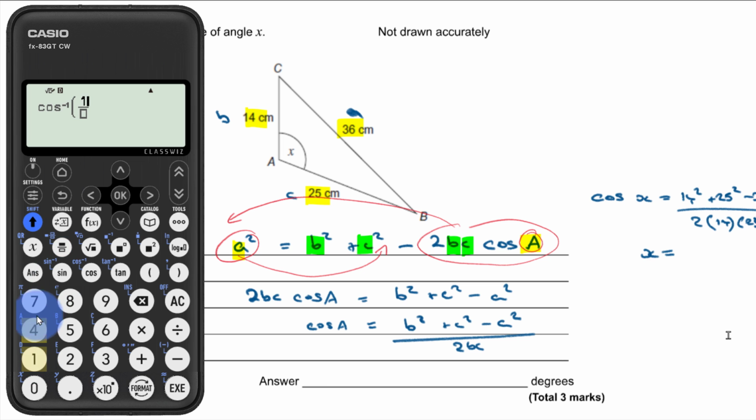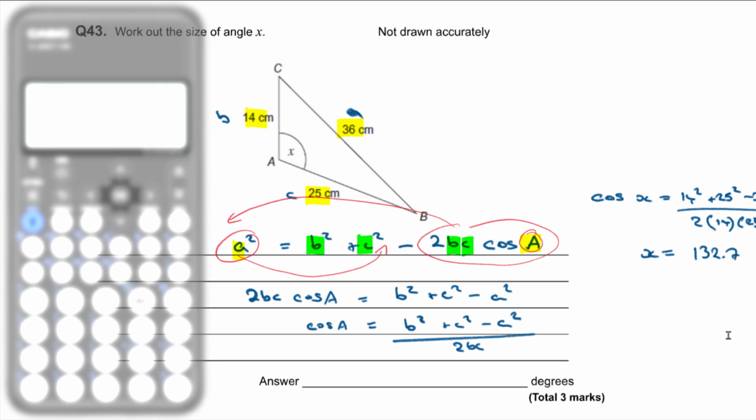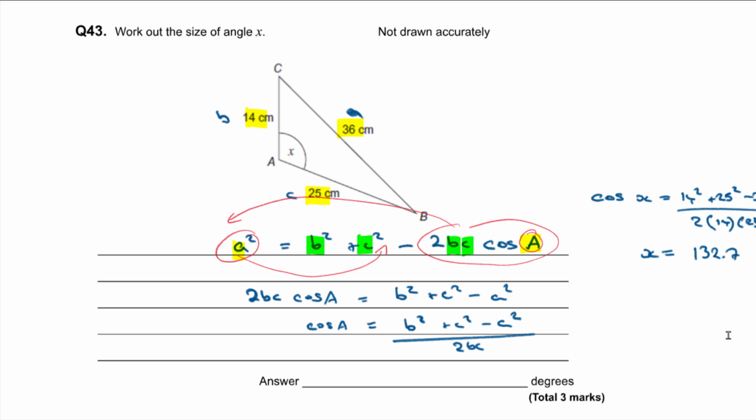I don't know 14, 25 and 36 squared off the top of my head, so that's why I'm not bothering to simplify it. So 2 times 14 times 25 on the bottom. Just going to come out of that and close the bracket. Now press the go button. That comes out to be an angle of 132.7. Does that look right? Well, I've got an obtuse angle, and 132.7 is definitely obtuse. So I'm feeling good about that. 132.7 looks good.